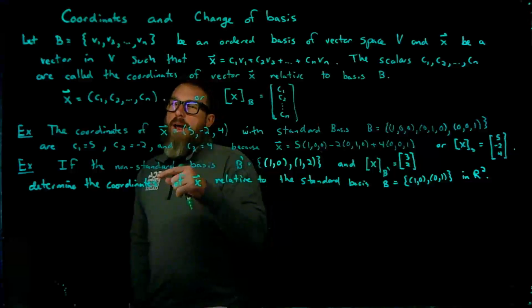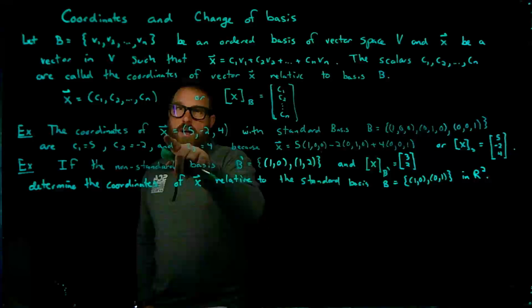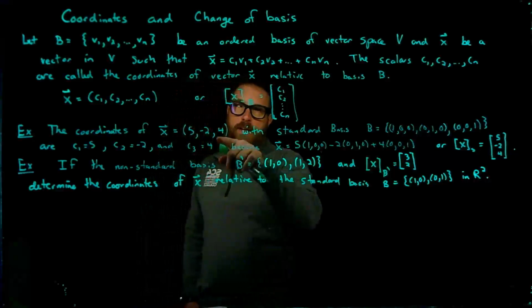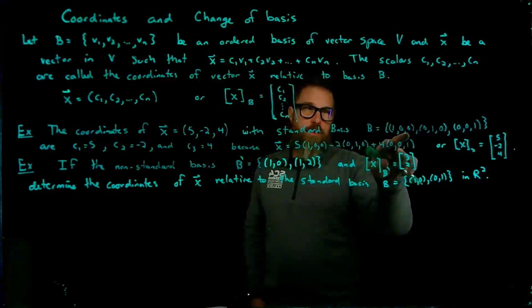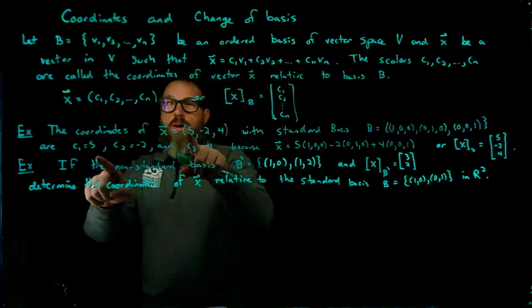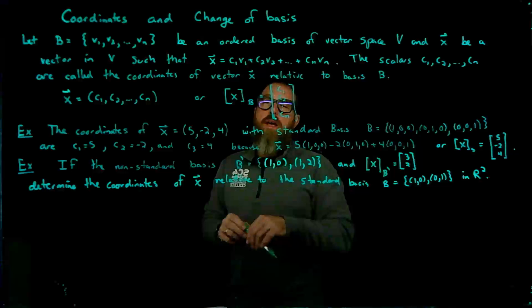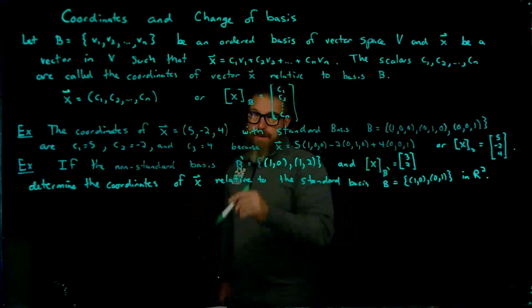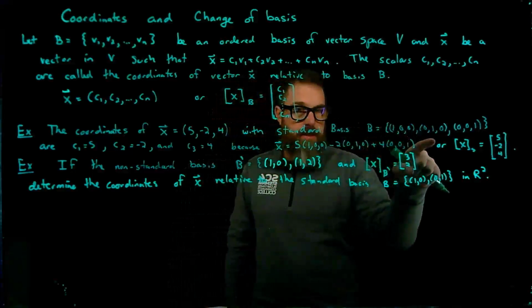So let's talk about the standard basis and what we're accustomed to. Let the coordinates of this vector x be 5, -2, 4. For the standard basis B, (1, 0, 0), (0, 1, 0), (0, 0, 1), we know that c1 is 5, c2 is -2, and c3 is 4. These are the coordinates of that vector because I can write this vector as a linear combination of these basis vectors.